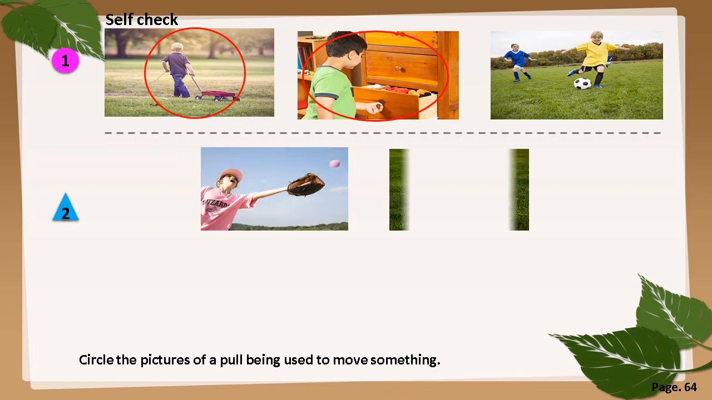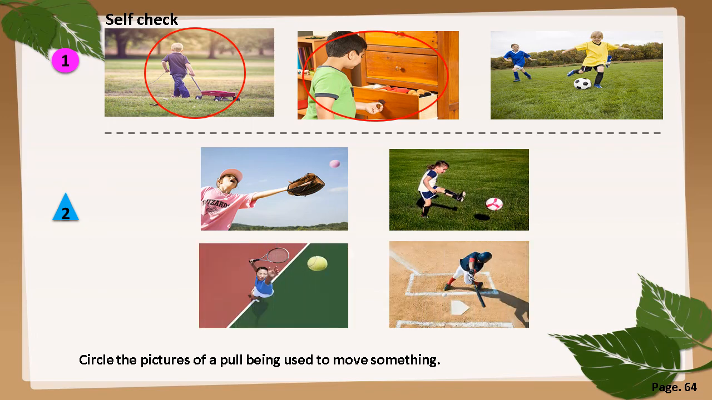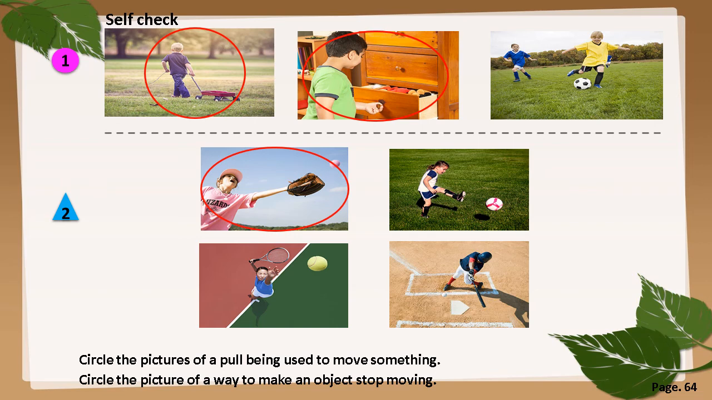Now for part 2, we have 4 pictures in front of us and our question is, circle the picture of a way to make an object stop moving. So what do you think? Great job! Let's circle the first picture of a child catching a baseball.